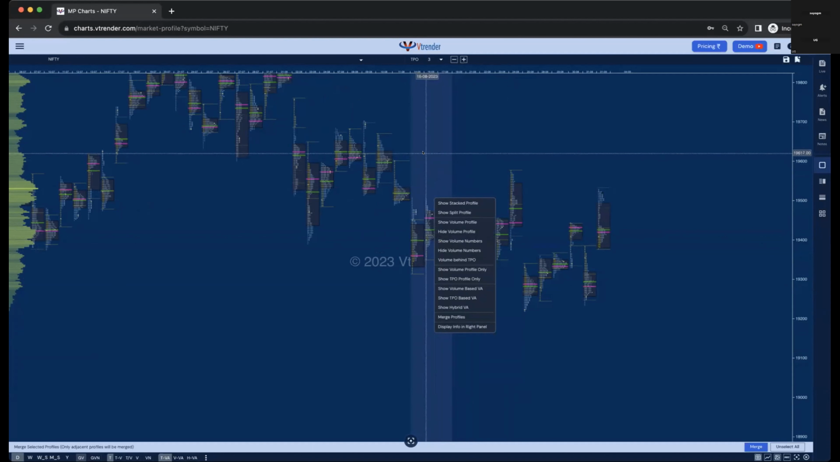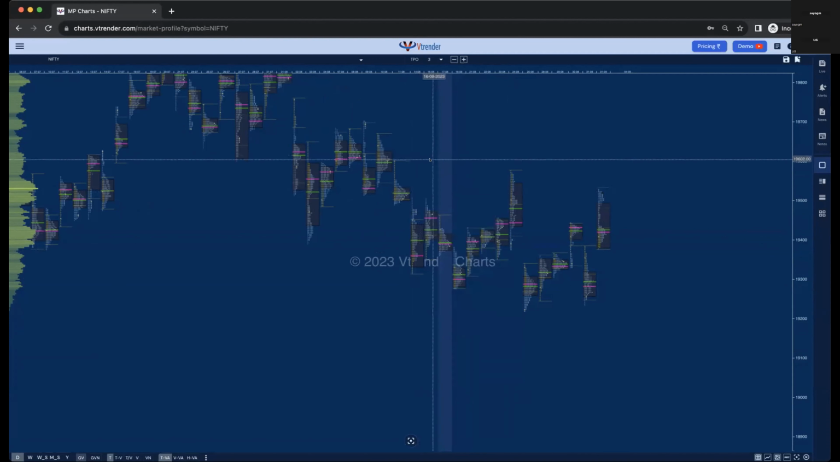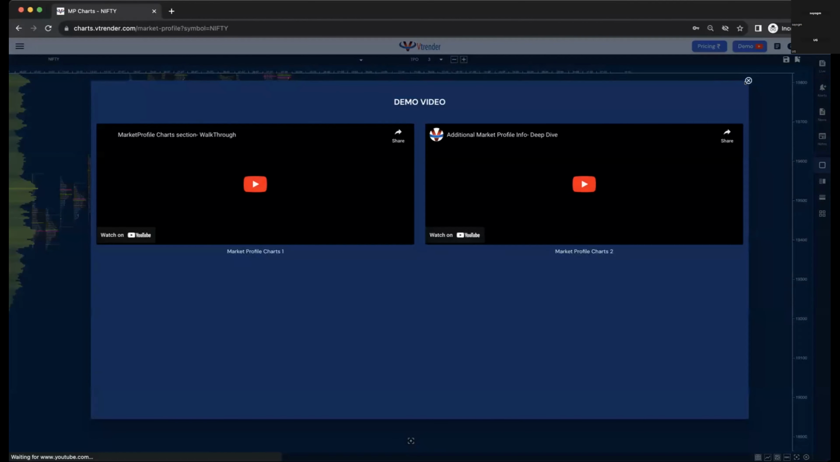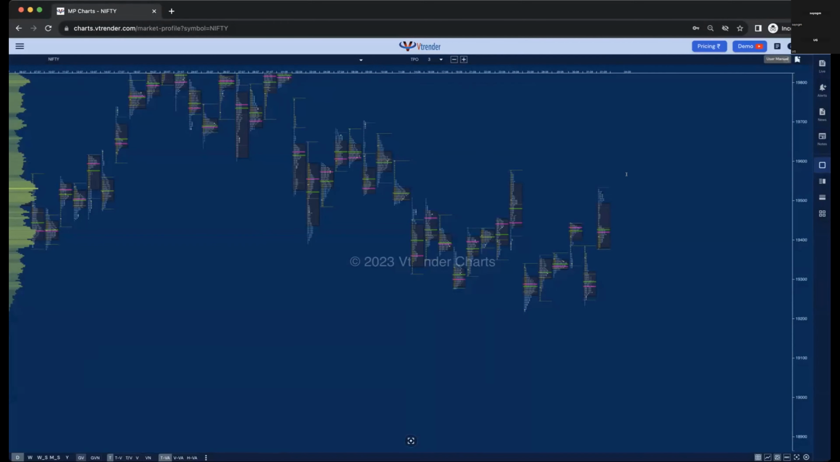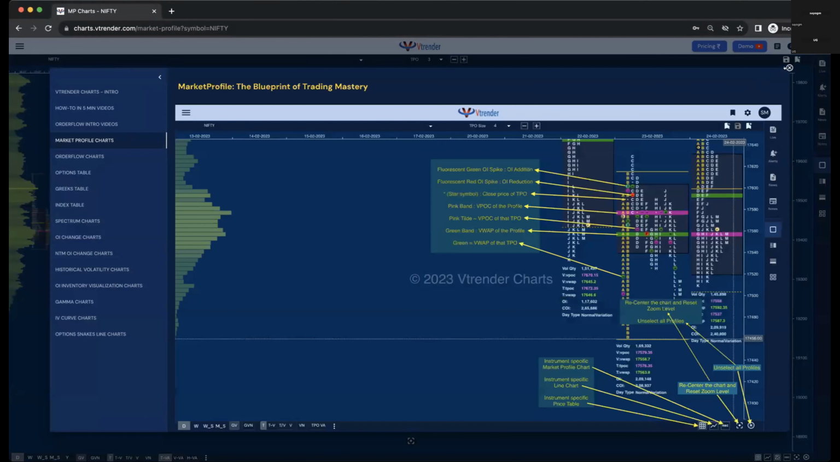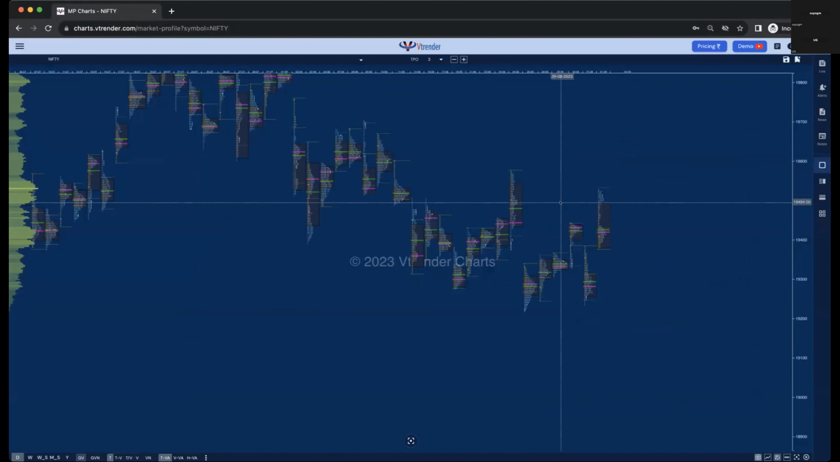I'll just try to run this quickly so that we can get to the more interesting part that Shai is gonna talk about. But just wanted to demo a few things so that you guys at least know that the features are there, and you can also either explore, watch the demo video here, or check the user manual, or send queries to us directly at charts@vtrender.com, and we'll be happy to respond and address those queries.